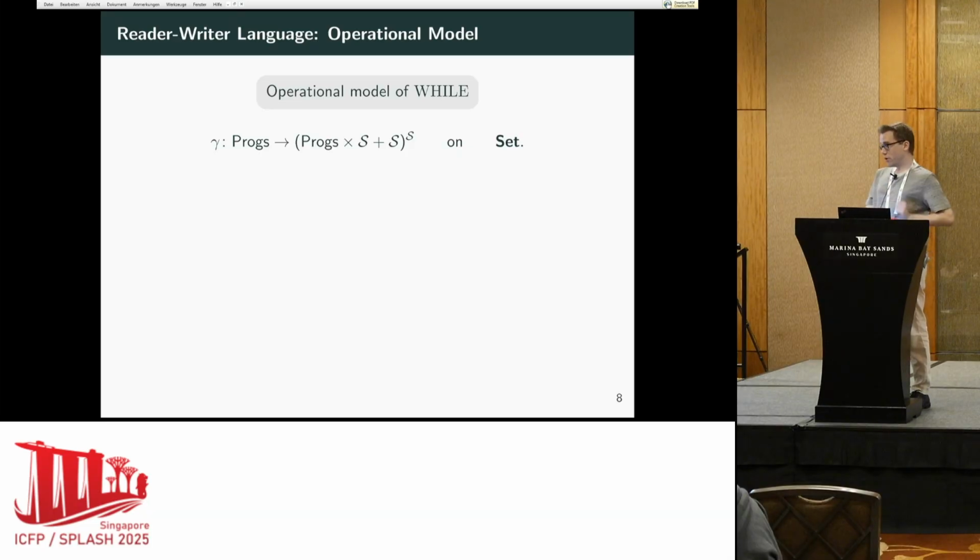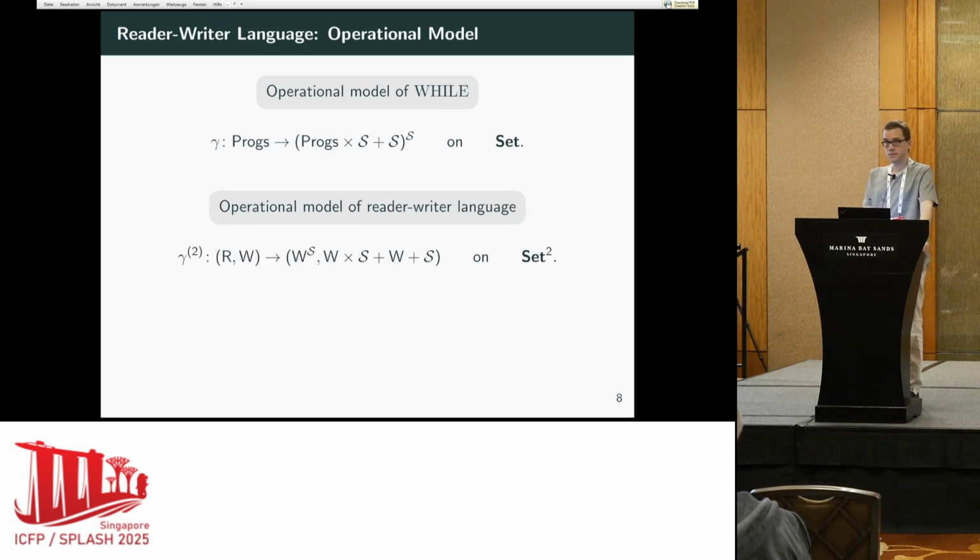So the operational model of the while language, as you recall, looks like this. It's a transition system on programs. And in this reader-writer extension, we get a two-sorted coalgebra. So we have a set of readers and a set of writers. And the behavior is like this. So a reader expects a state and produces a writer, because the writer already has a state then. And a writer can either produce a new writer and a state, or it can silently transition into a new writer, or it can terminate in a state. Three different kinds of behaviors.